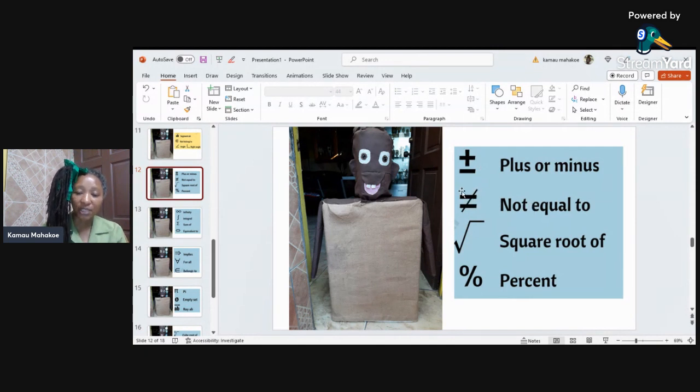Here we have not equal to. So just as we have an equation where something is equal to something, where the quantity on the left is equal to the quantity on the right, it could also be not equal to.